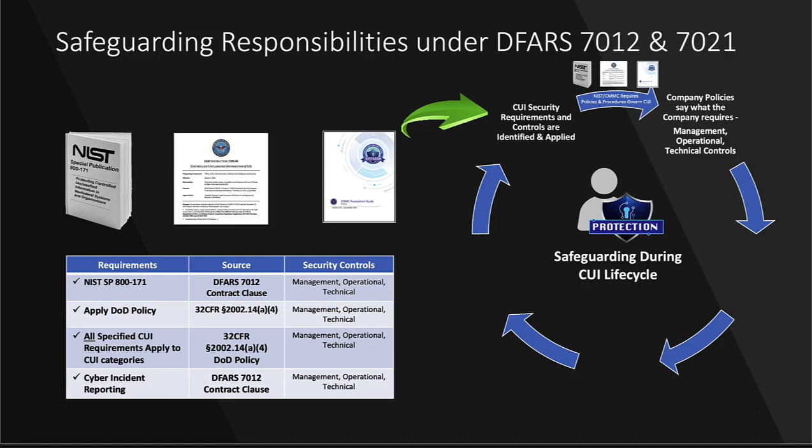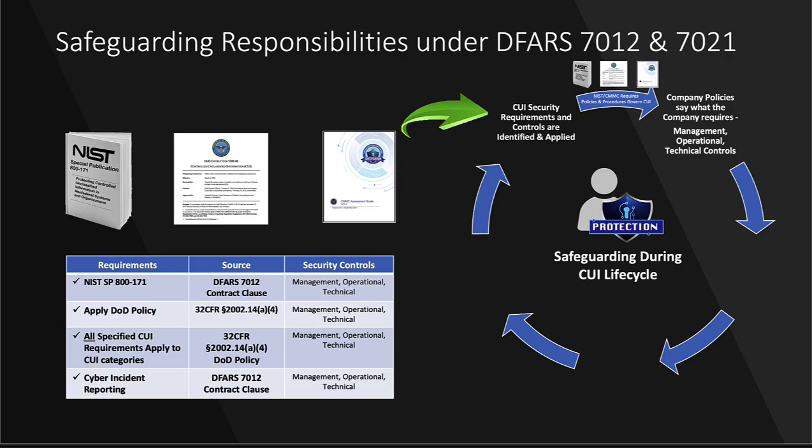So that always begins, as we know, with the fact that we identified the CUI, we identified the categories of CUI, and that relationship to the CUI security requirements. Now we look at the CUI security controls that we need to implement inside of our environment, inside of our company, in order to what? Safeguard the CUI during our daily operations in performance of the contract.